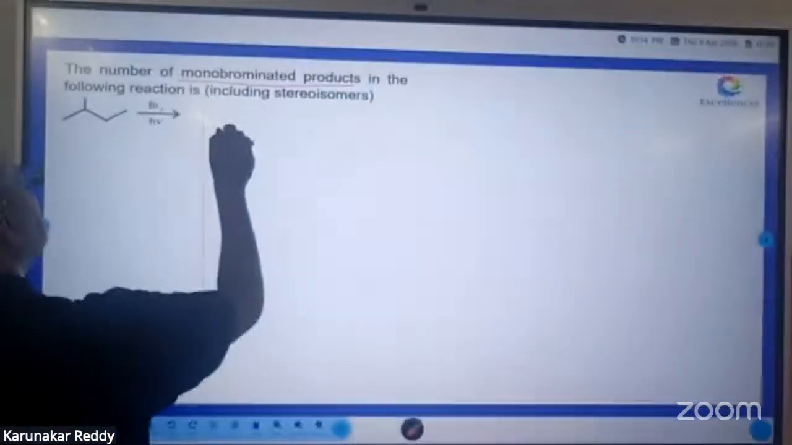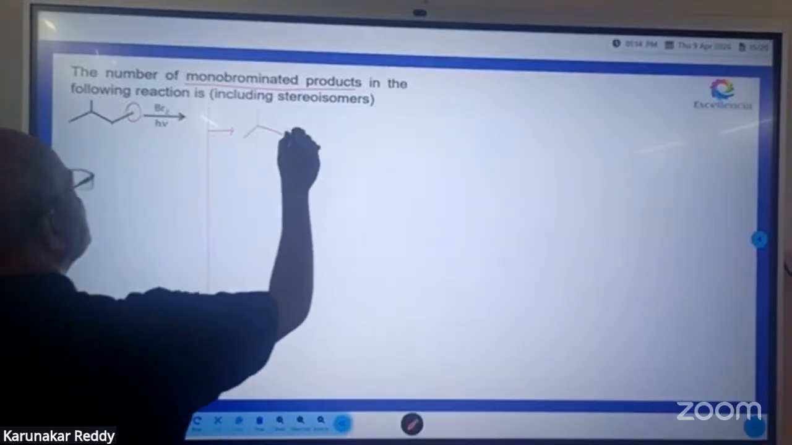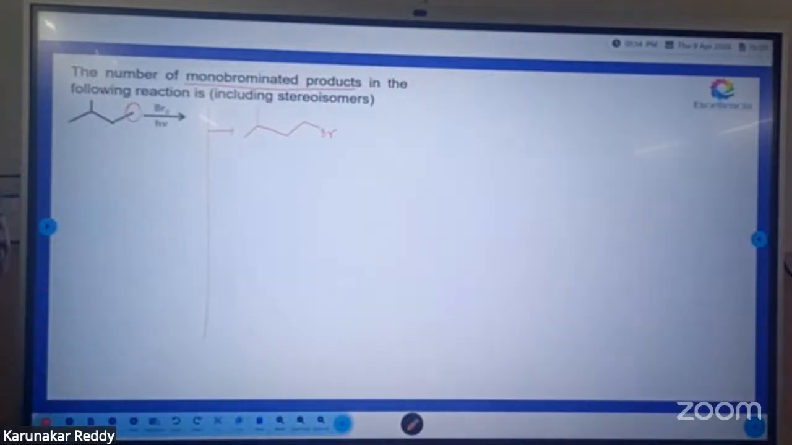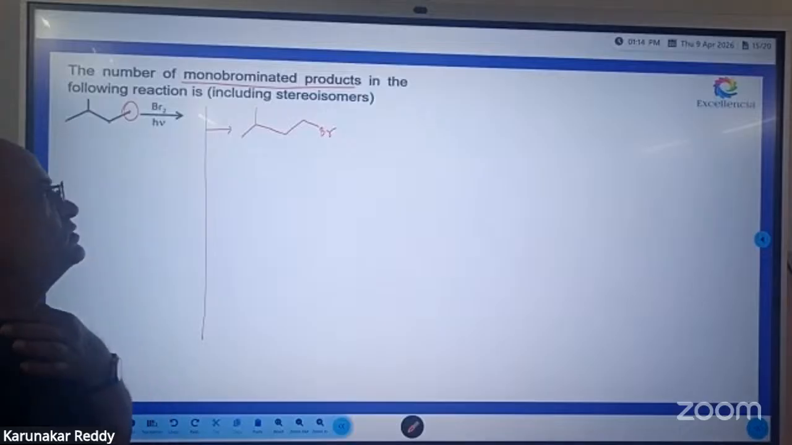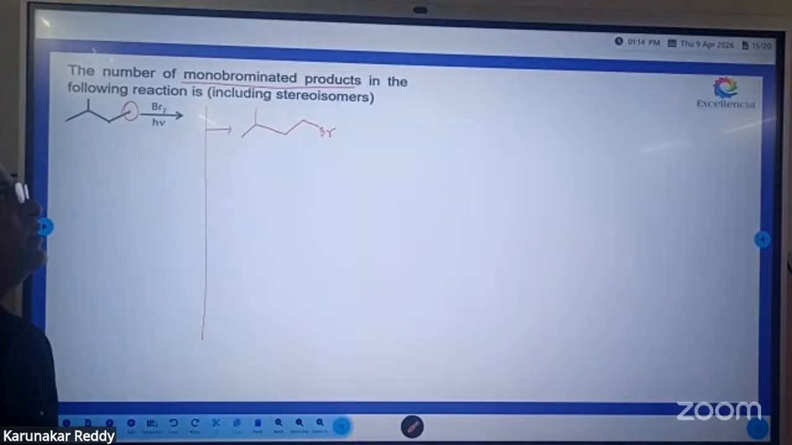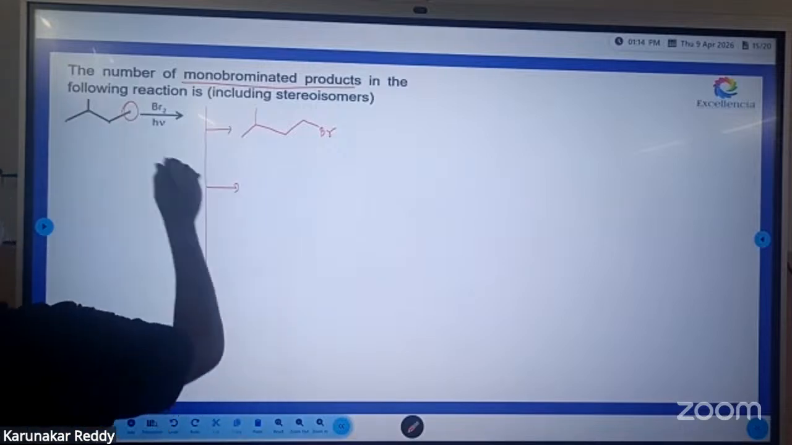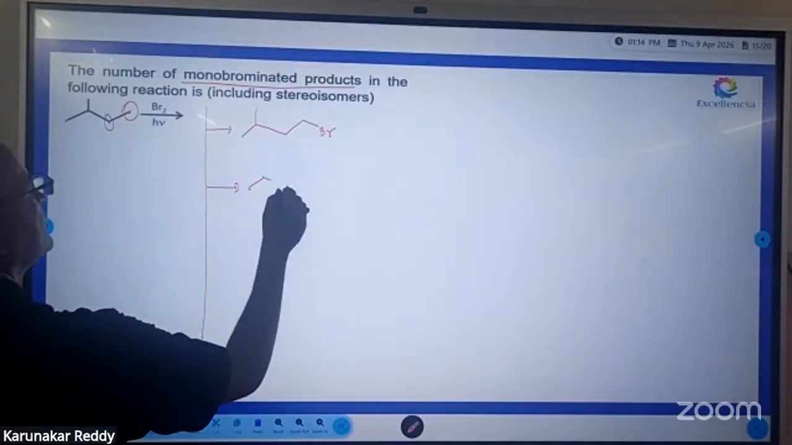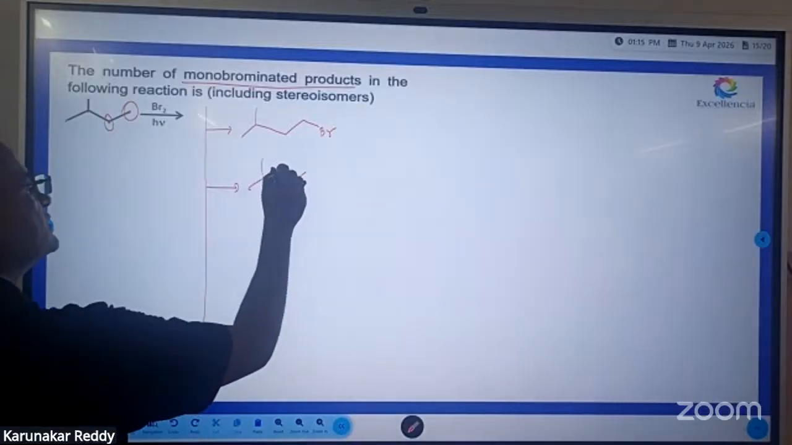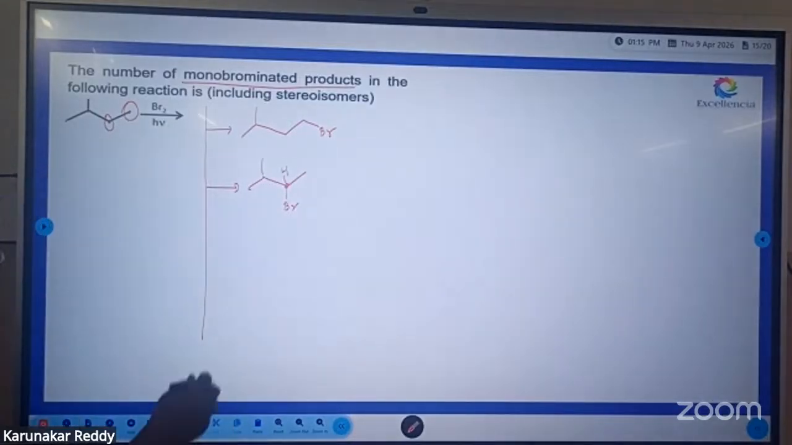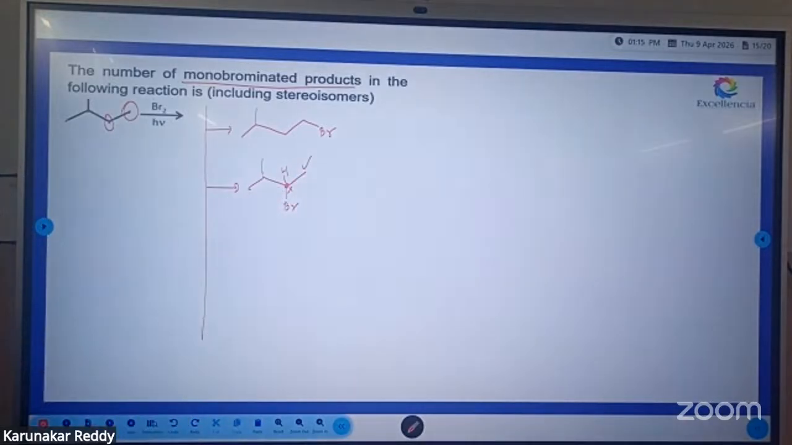So at first, I'm taking the substitution at this carbon. When monobromination occurs, bromine will be substituted like this, and it is not having any chiral carbon atoms. So we need not check whether it is going to exhibit stereoisomers or not. And the second one: when bromination occurs over here, we get bromine here and CH3. Now when you see this carbon, it's a chiral carbon because on this side there is a CH3 group and a bulky group, and bromine and hydrogen will be there.